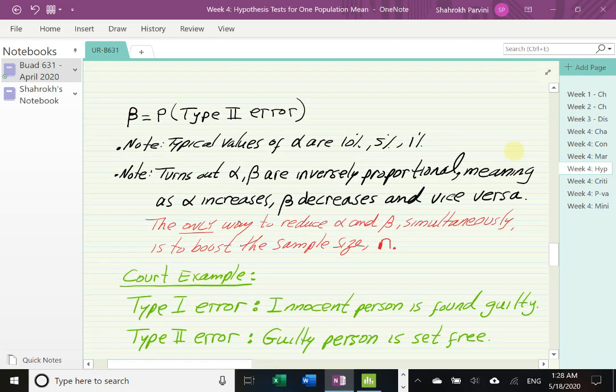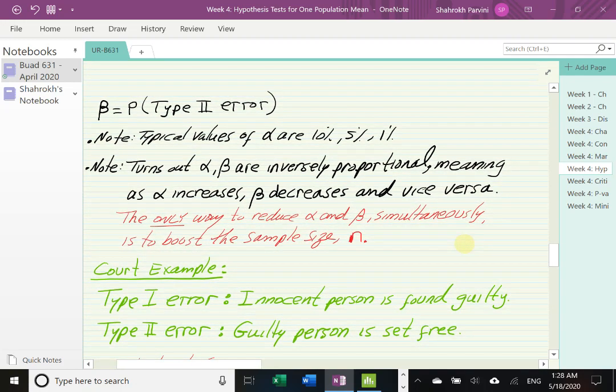So now here is an example of type 1 and type 2 errors. Again, in your homework and possibly on the midterm, there are questions that ask you to state what a type 1 or a type 2 error is in the context of the word problem. So this is what's going to help you.